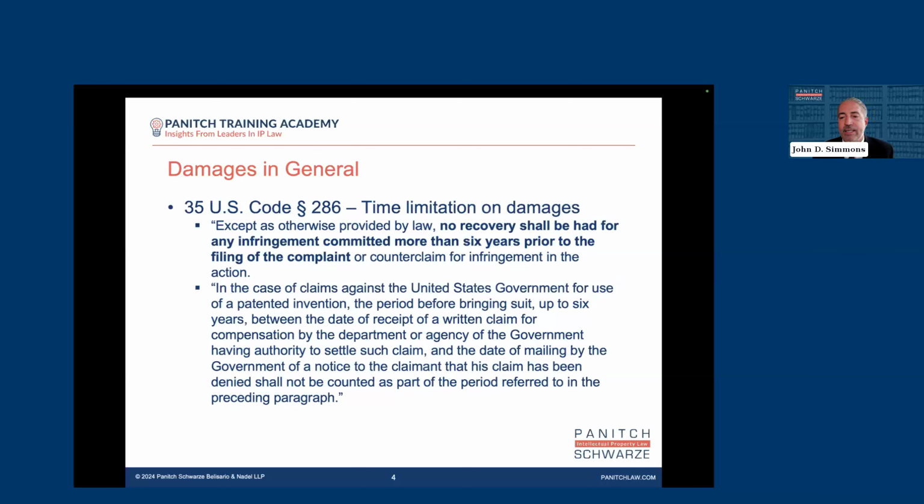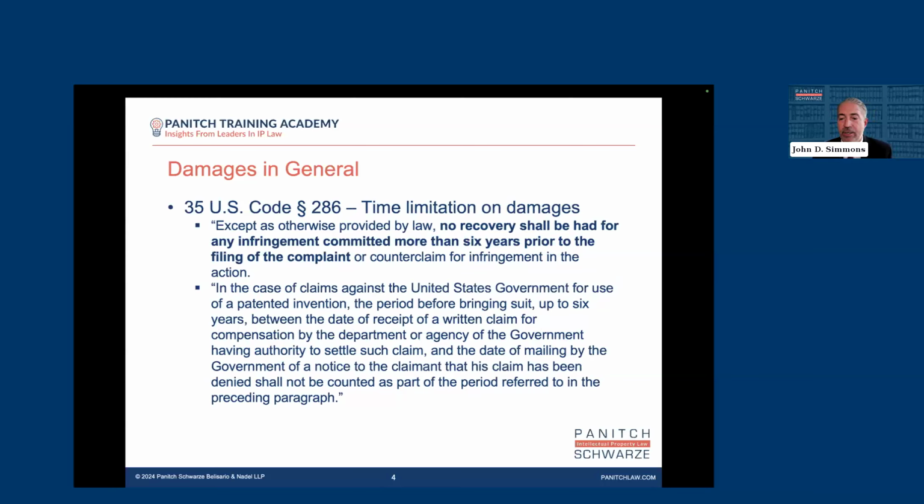Under 35 U.S.C. Section 286, you can, depending on notice or patent marking, recover damages back 6 years. So what triggers that 6-year period? There's actual notice and constructive notice. Actual notice is when you send a letter to the accused notifying them of the patent or patent application publication and identifying an accused product.